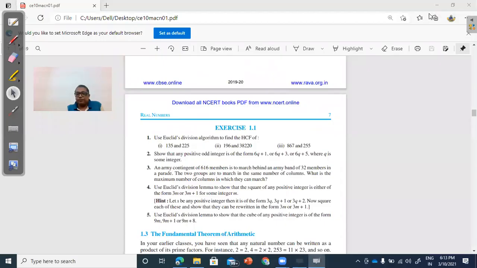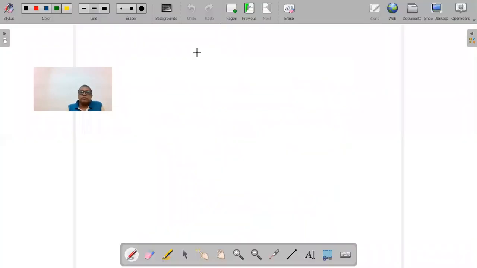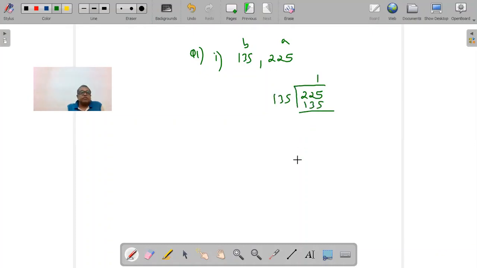Now let's come to the question. So here the first question says, find using Euclid division algorithm, the HCF of 135 and 225. Question number 1, first part, 135 and 225. So A, B. Bigger number is A, smaller number is B. Divide the bigger number by the smaller number. 135 ones are 135. Subtract, you get 90. First step. So simultaneously, I will write this A is BQ plus R.